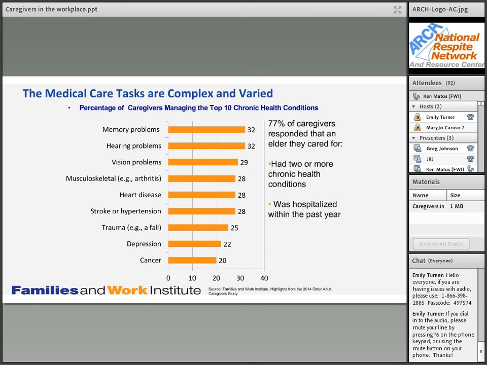We also find that the medical tasks that people are working with are complex and varied. 77% of caregivers responded that the elder had 2 or more chronic health conditions or was hospitalized within the past year. The chart shows our top 10 chronic health conditions that people reported.